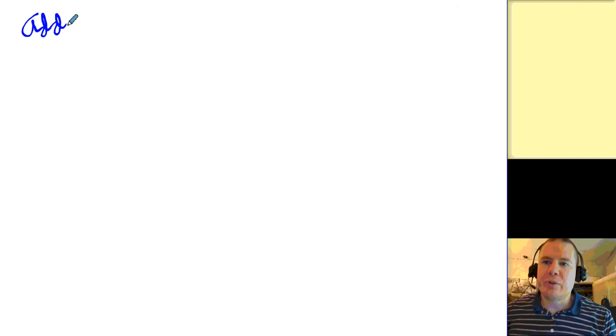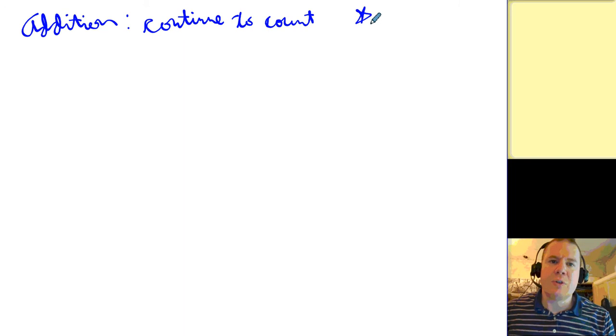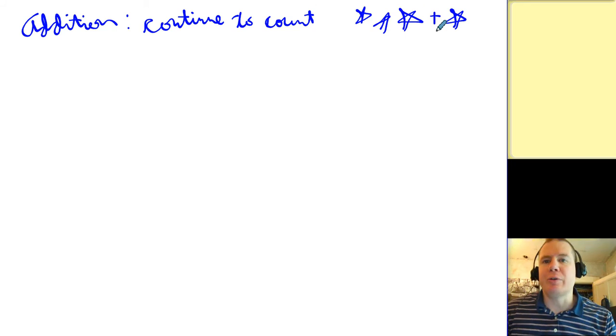So far, we've been mostly focused on addition, and that makes sense because addition is the most fundamental of all the operations, right? Addition means continue to count. 1 star, 2 stars, 3 stars, plus 1 more. Now we have 4 stars, right? Counting sheep in a field. That's where math really first started.